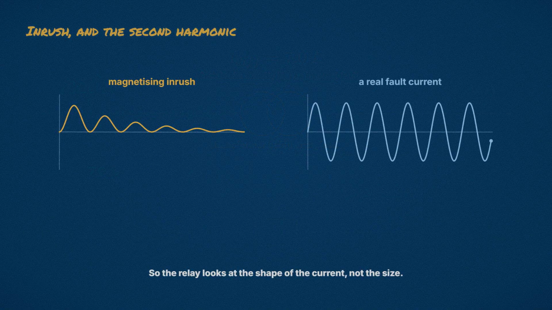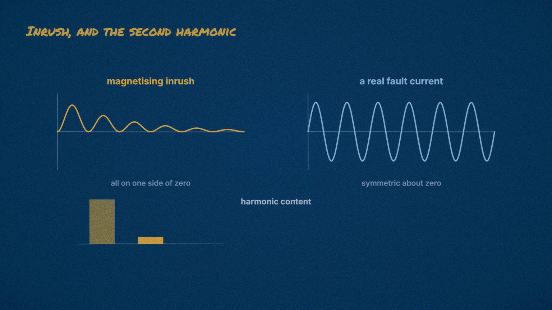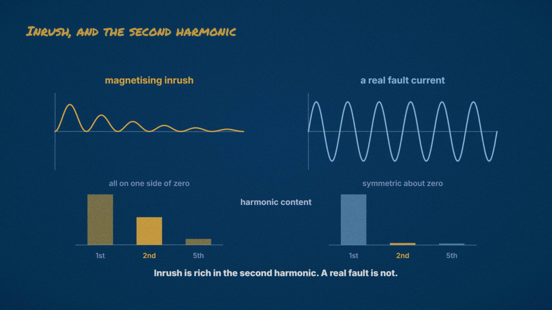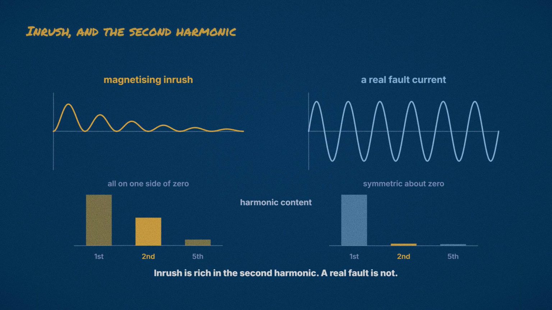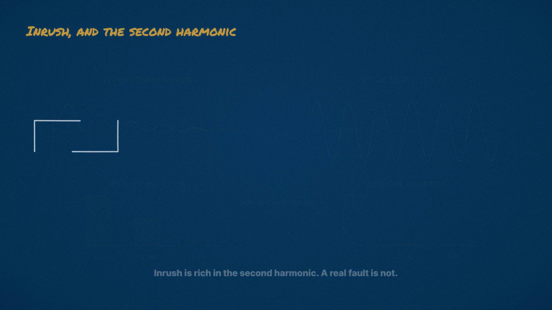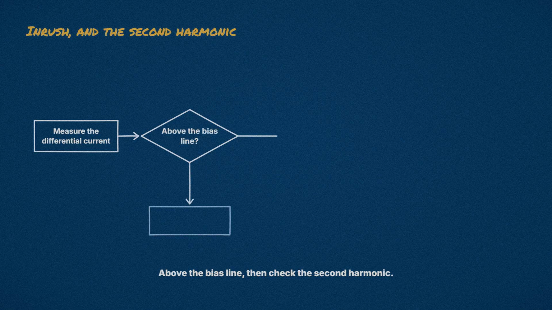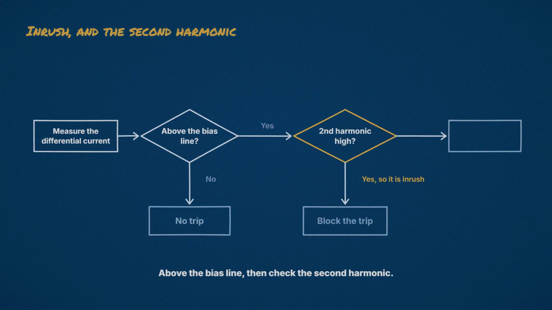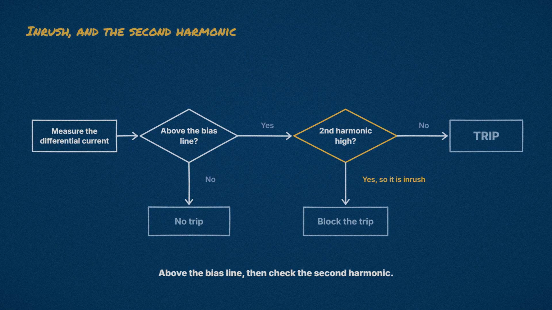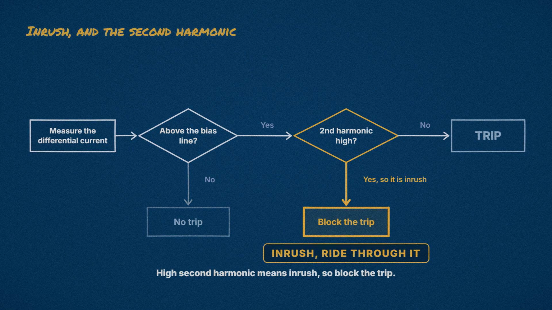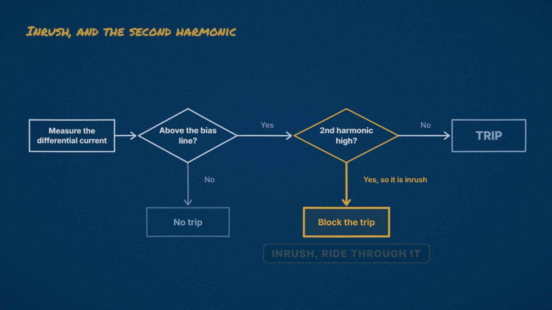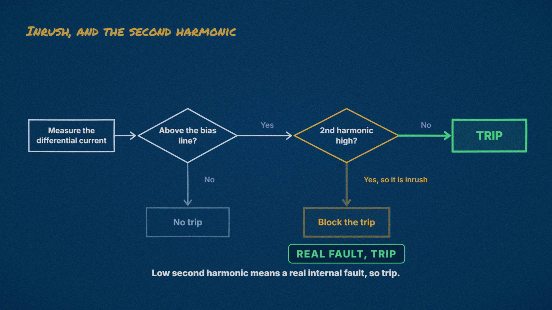So the relay looks at the shape of the current, not just the size. Inrush current is rich in the second harmonic, which is a component at twice the normal frequency. A real fault current is not. So the logic runs like this. Measure the differential current. Is it above the bias line? If it is, check the second harmonic. High second harmonic means inrush, so block the trip. Low second harmonic means a real internal fault, so trip.